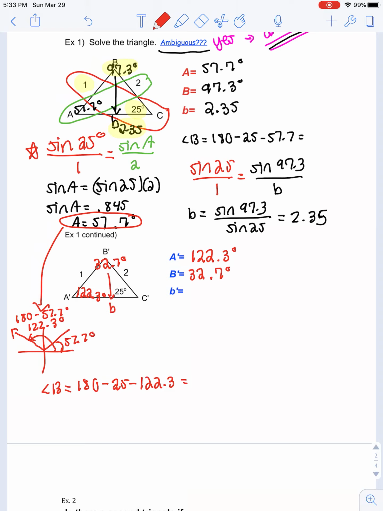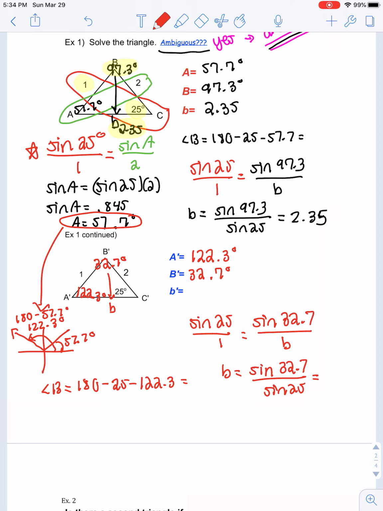Using that last angle, I can then find side B by once again using my sine ratios. Go back to the original sine of 25 over 1, and now I can write my new ratio, sine of 32.7 over side B. To solve for side B, we will do sine of 32.7 over sine of 25, which means side B in this case is 1.28.